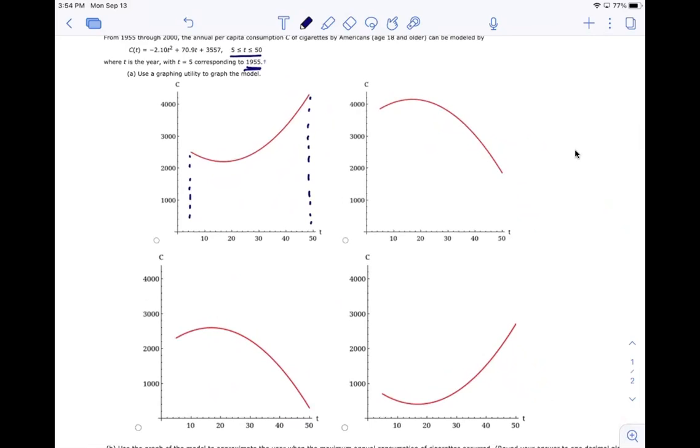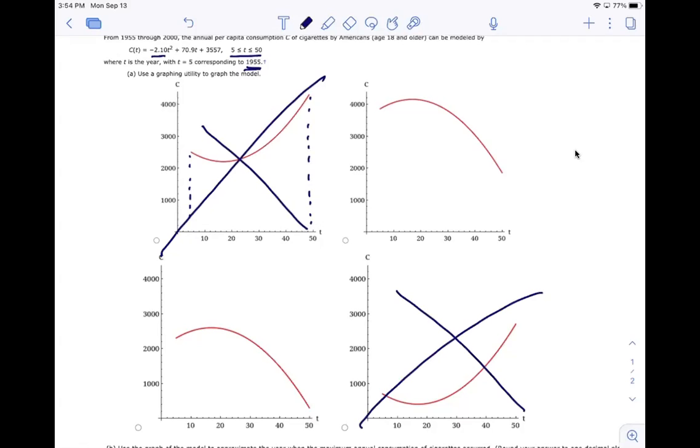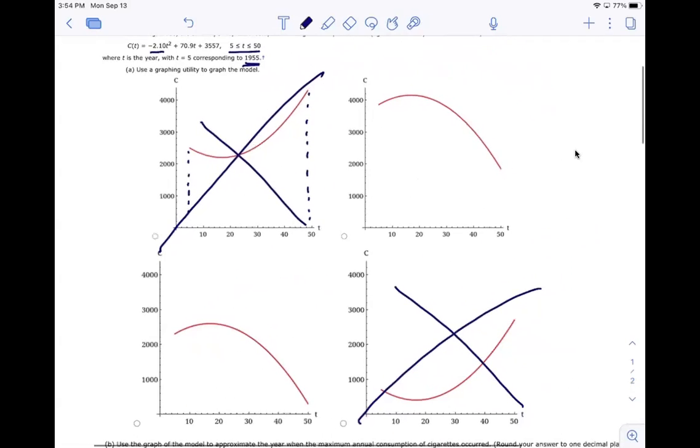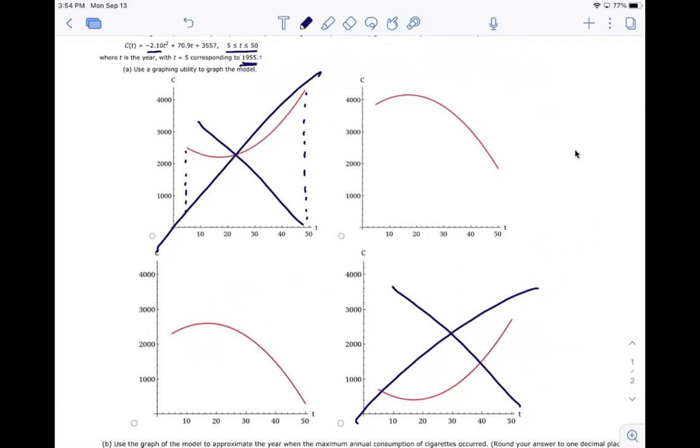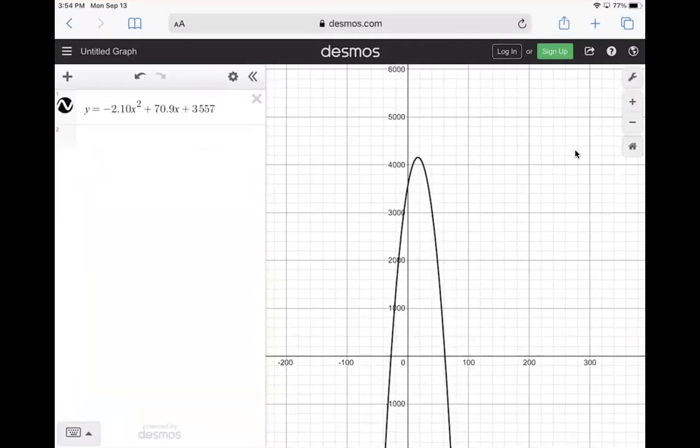The first thing that I would look at is that my a value is negative. I can automatically know that my parabola should open down. So I can get rid of 2 of these already. Now I'm going to look at the 2 that are remaining. I'm going to go to my Desmos and look here. You can see where it crosses here, and I can look at my intercept, which is 3,557.